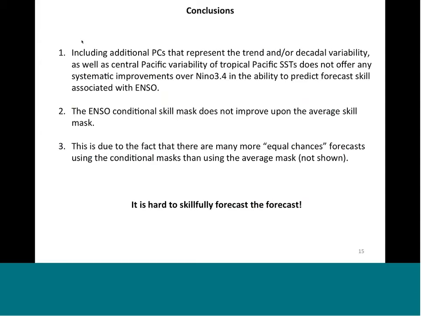And I didn't have time to show this, but we think this is due to the fact that using an ENSO conditional skill mask produces many more equal chances forecasts. So really the takeaway message here is that it's hard to skillfully forecast the forecast.